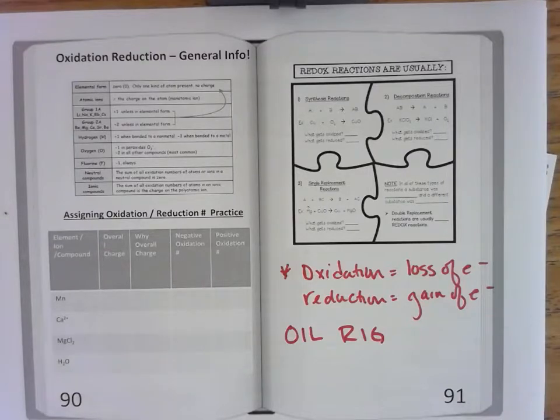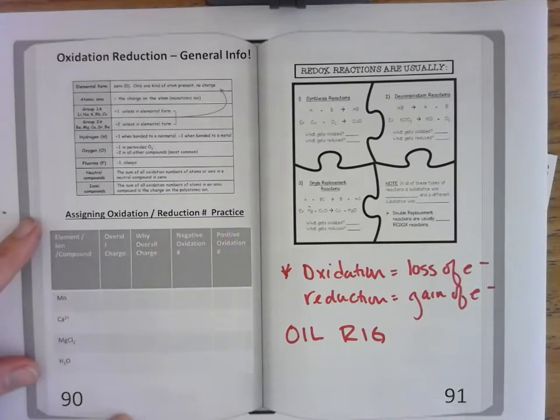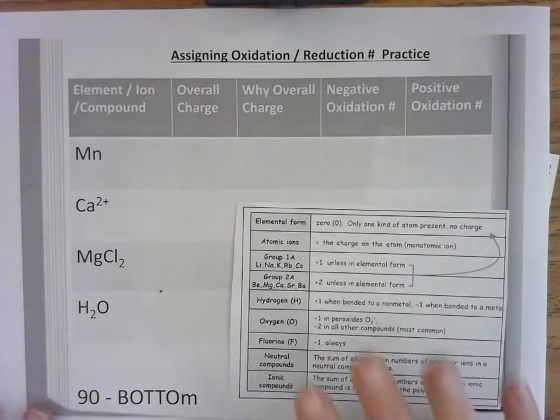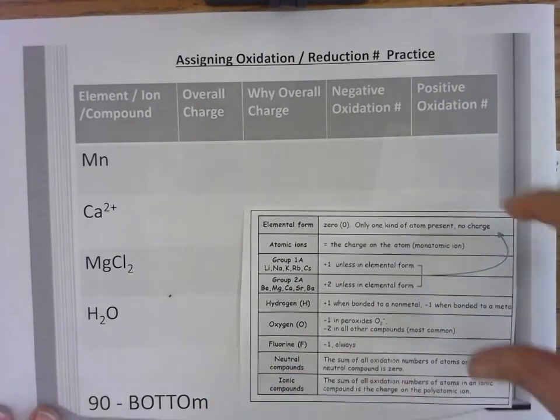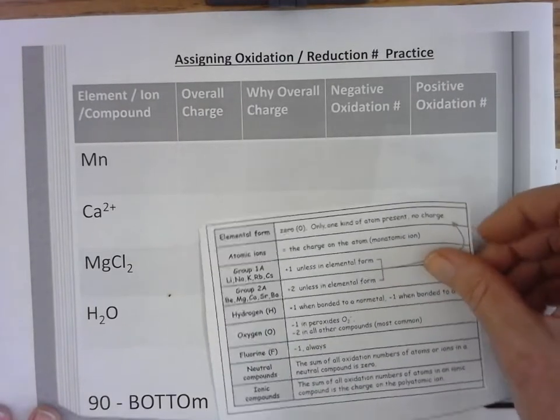In this video, we're going to be focusing on this chart on the bottom of page 90. We're going to assign oxidation and reduction numbers. Here is that chart blown up on the bottom of page 90, and we're going to need to use this information to figure this out.